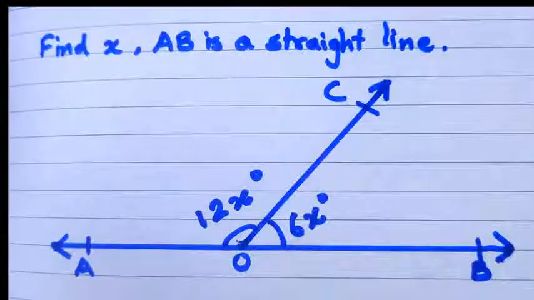This is how we would solve and find x. Now x here in this problem is 10, but 12x and 6x are the measures of the angles, and therefore they would be 120 and 60 degrees each. This is our second question.